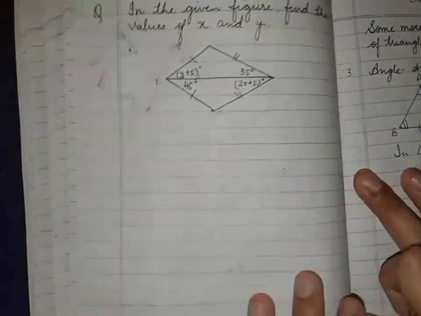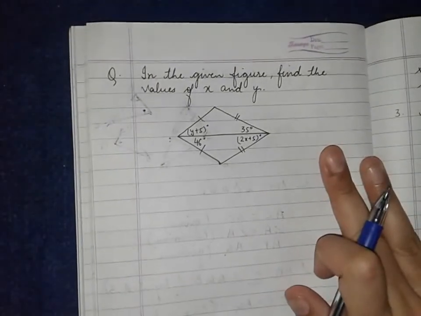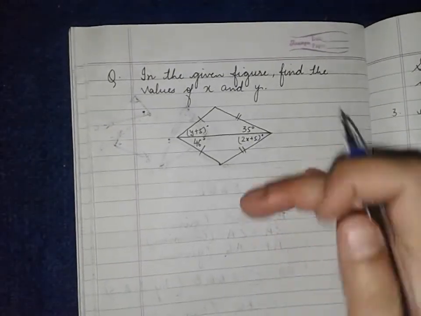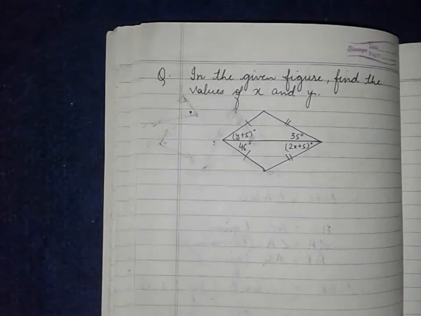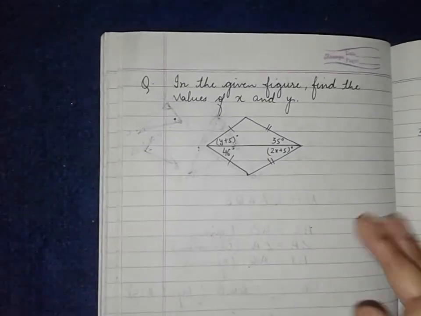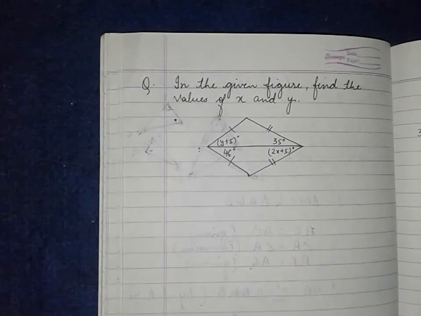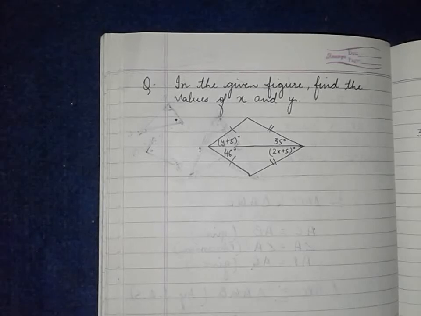See one more question. In the given figure, find the values of x and y. This figure is given and we are supposed to find the values of x and y. How can we find the values? No relation is given between x and y, so we cannot solve them directly.